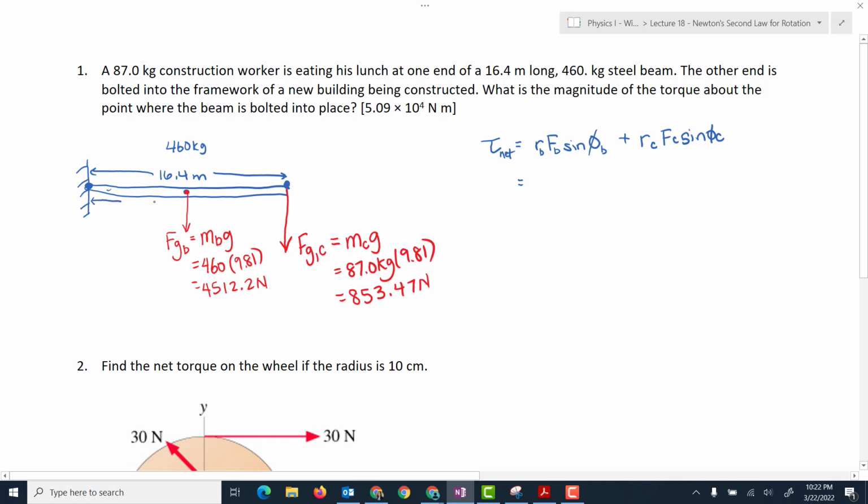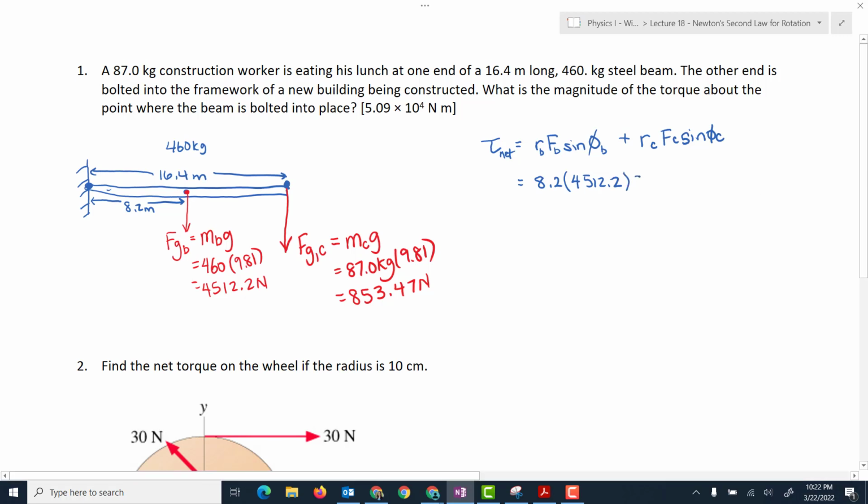Because it's half of 16.4, this is 8.2 meters. So my R of the beam would be 8.2 meters. My force applied there is 4,512.2 newtons. I won't put the units in here.